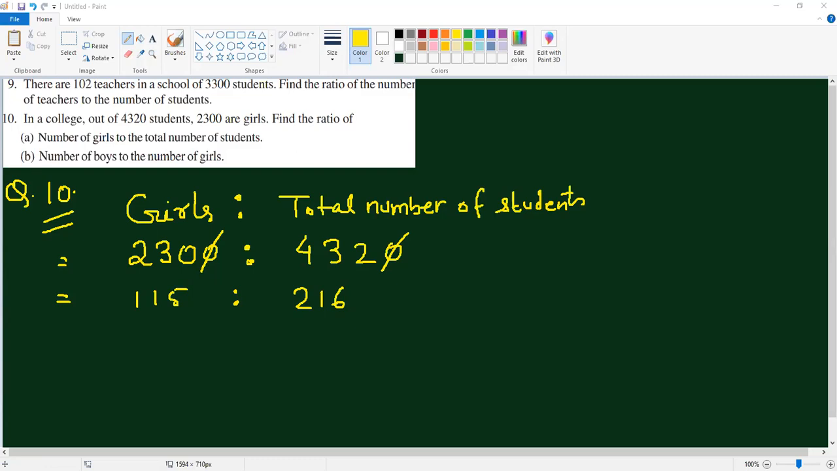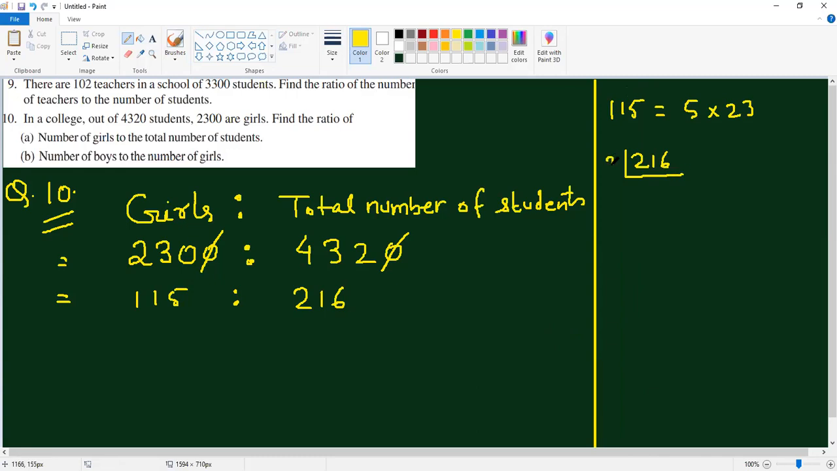What we will do, we will do the prime factorization of this to check. Okay, we will do some rough work. See, 115 can be written as 5 into 23, and 216 can be written as 2, 108, then 2, 54, then 2, 27, then 3, 9, then 3, 3. So there are no more common factors.